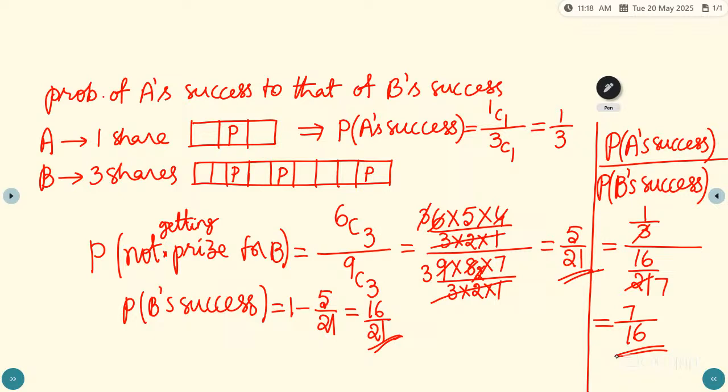9C1 in the denominator, again 3C1 in the numerator. If B is also having only one share, the success probability of B will be 3C1 by 9C1, nothing but 1/3. As B invested on more, B's success rate is more than that of A. If A gets success 7 times, B will get success 16 times. That's why investors always invest their money on more commodities, not on one.